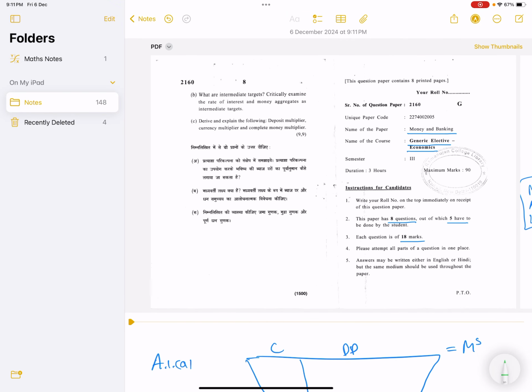Okay, now we are done with the B part. The C part is: derive and explain the following: deposit multiplier, currency multiplier, and complete money multiplier. We have already discussed this.